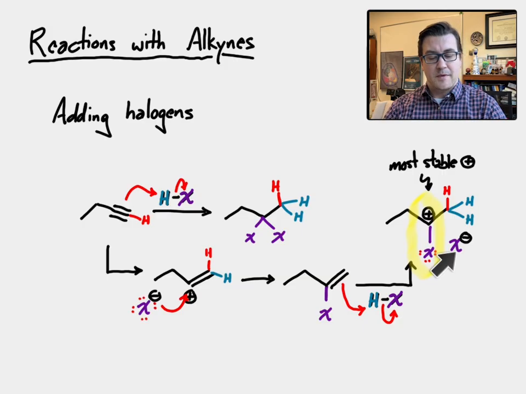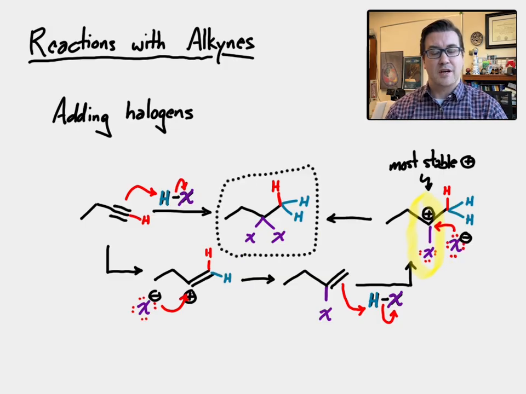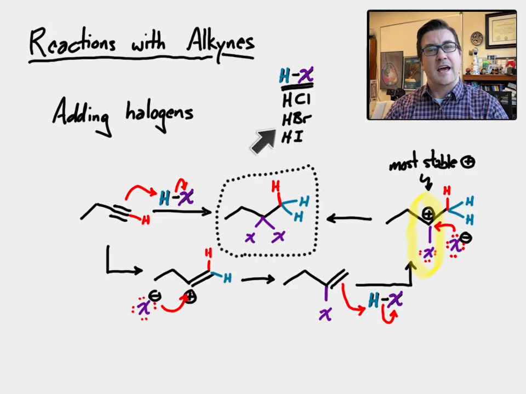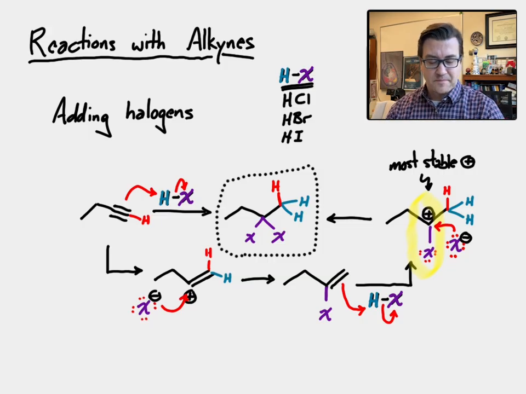So now, again, similar to an SN1 reaction, the halide with a negative charge will react with the positive charge and give you now this product where both halogens wind up on the same carbon. The types of strong acids that we use for this are HCl, HBr, and HI.